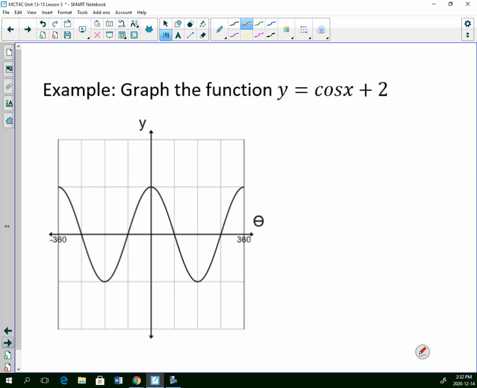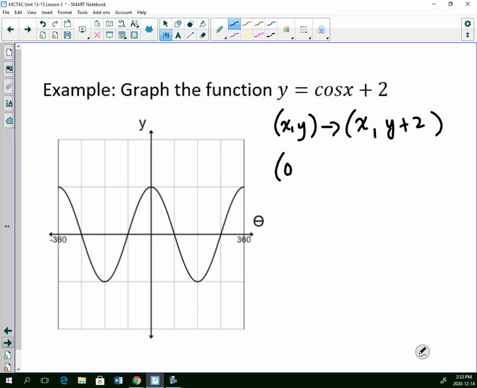This one, we're just doing cosine x plus 2. So if I were doing mapping notation, the transformation is a vertical transformation because it is applied after the function being cosine x. So we're going to draw cosine x first, and then we're going to add 2 to the y values. So x stays the same, and we're going to add 2 to the y values.